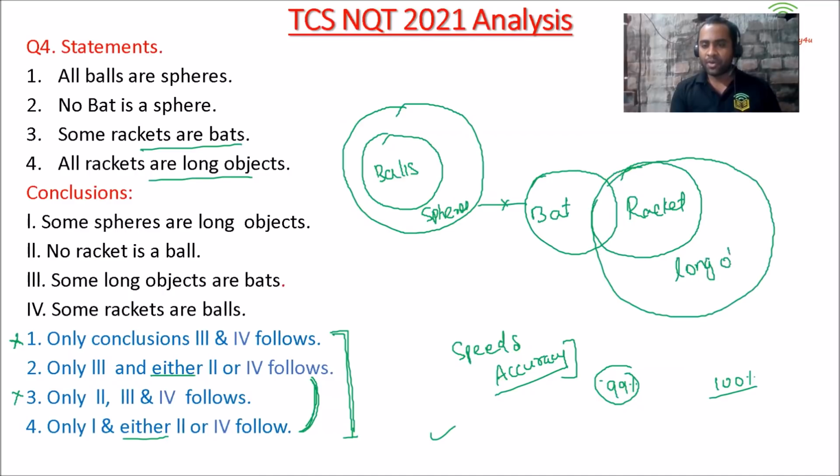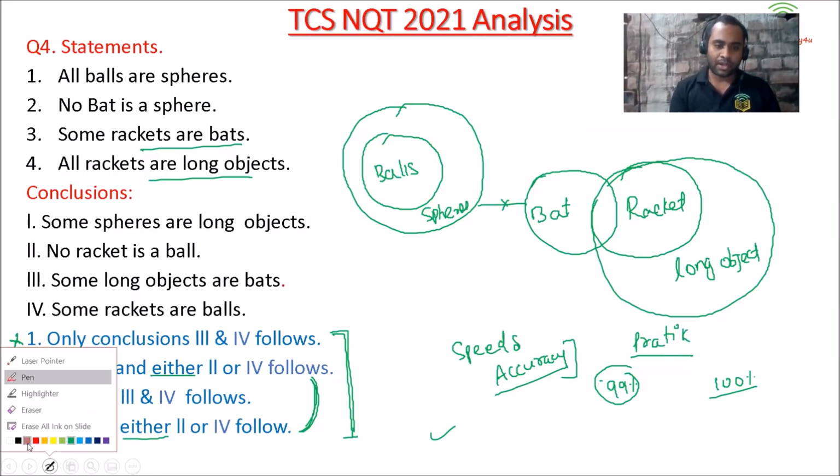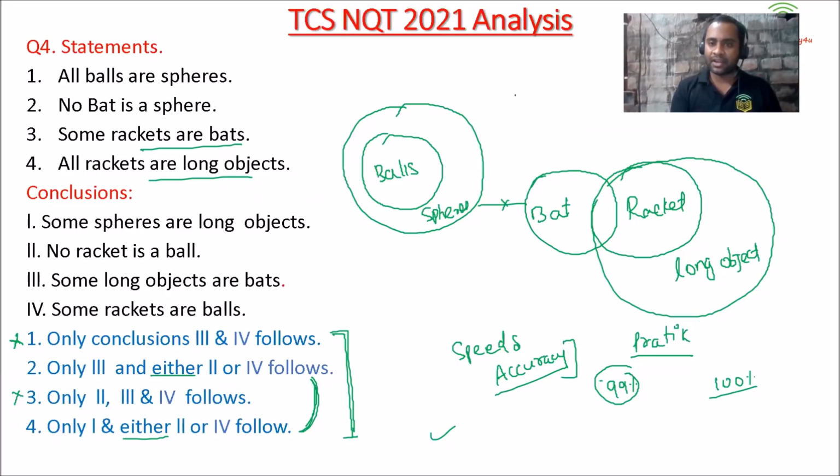Now friends, suppose I am Pratik and I made a diagram like this. Now suppose someone else, what he or she will do? He or she will make the diagram like this. Okay, so this is my bat.